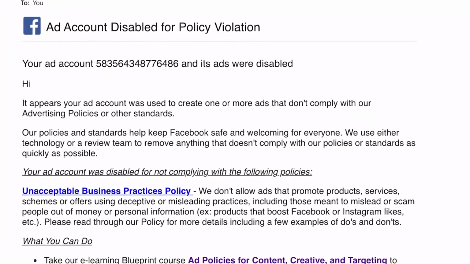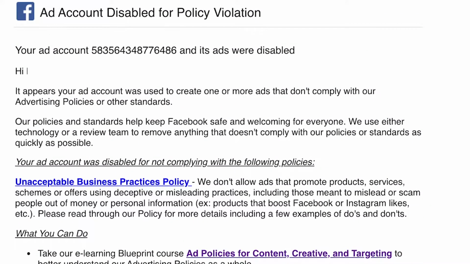So there you are. Your Facebook ads are working, you're making money, getting sales and customers. And then all of a sudden, you log in and see something like this. Ad account disabled for policy violation. It appears your ad account was used to create one or more ads that don't comply with our advertising policies or other standards. And you discover that all of your Facebook ads have come to a screeching halt.